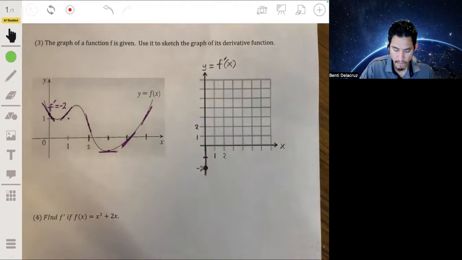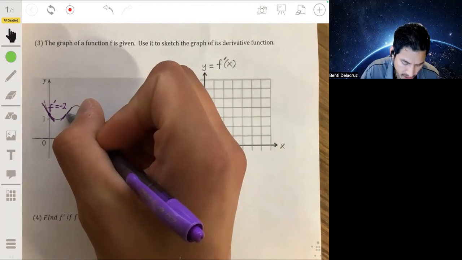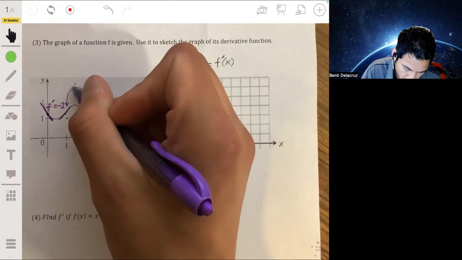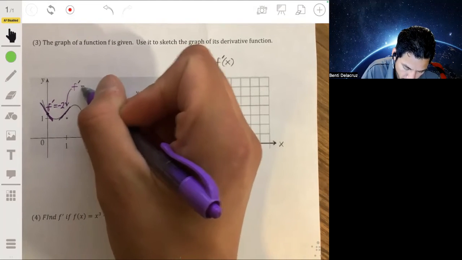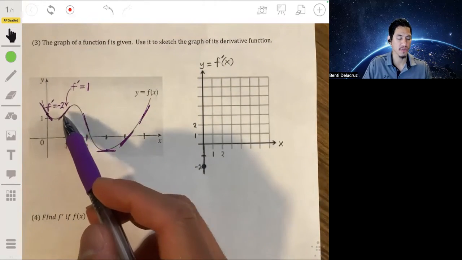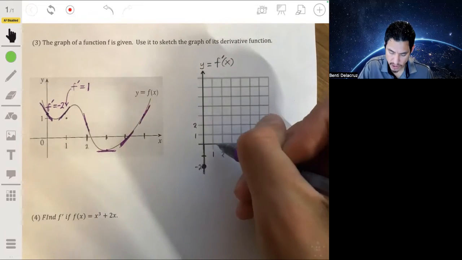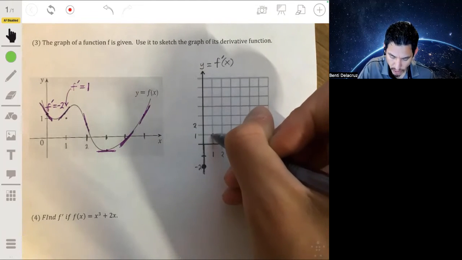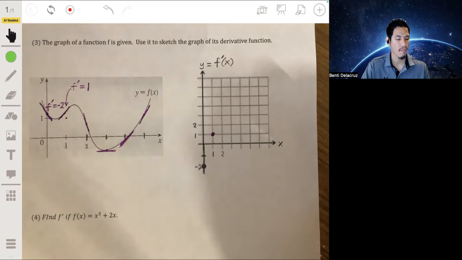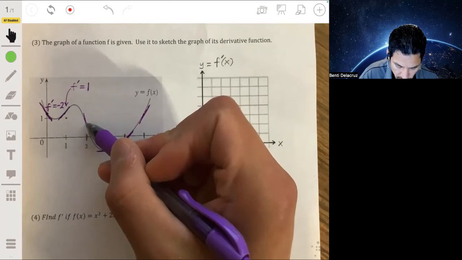Now, over here, I would probably say that this is roughly equal to 1. So when x is 1 over here, y is 1. So then we just plot a point over here at 1, 1. That'll be the next point. You're still going through this slowly.